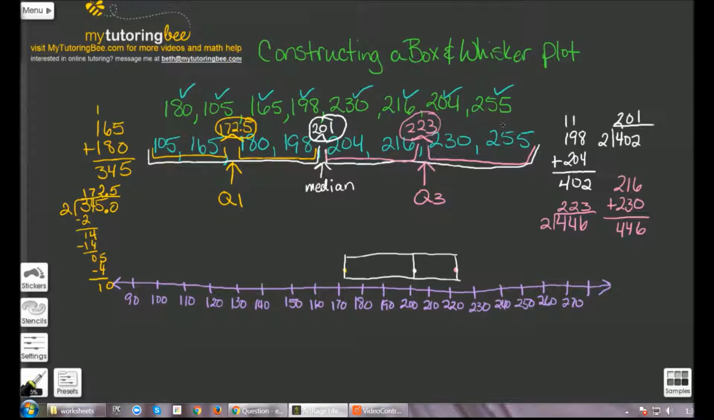Now for the whiskers, they are the highest and the lowest numbers in our data set. So in this case, it's 255 and 105. So here's 105, and we draw our whisker. And then we find 255 here and draw our whisker. And that is it. We have constructed our box and whisker plot.